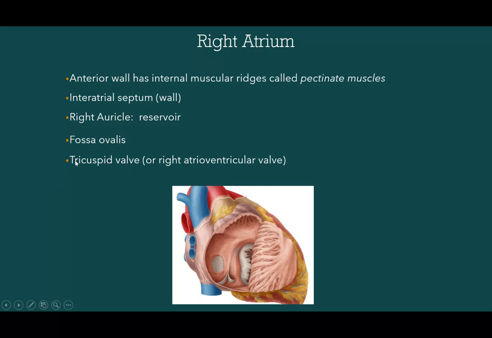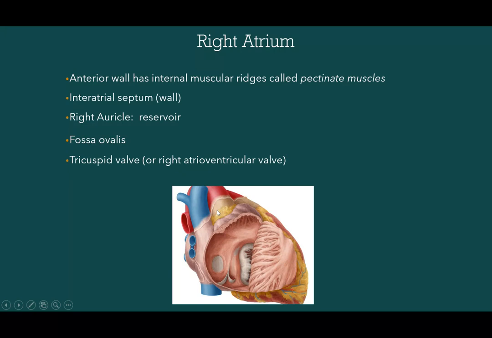And then separating the right atrium and the right ventricle, all the chambers are going to be separated by valves. So sorry. We have something called the tricuspid valve. So it separates the atria and the ventricle, the right atrium and the right ventricle. Okay.